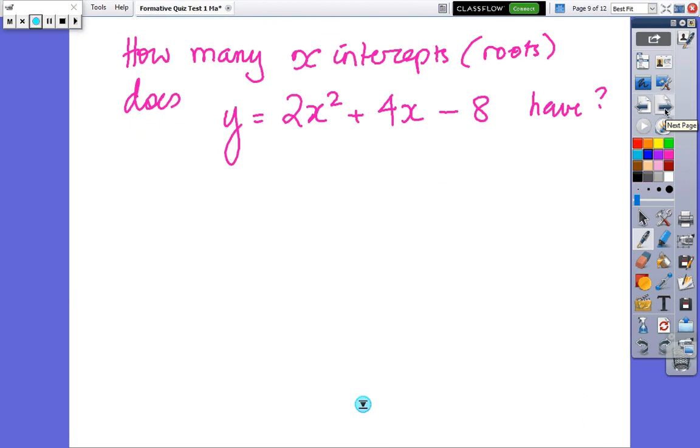How many x-intercepts, how many roots does 2x squared plus 4x minus 8 have? So you have to find the discriminant. Okay, so have a go when you're ready.